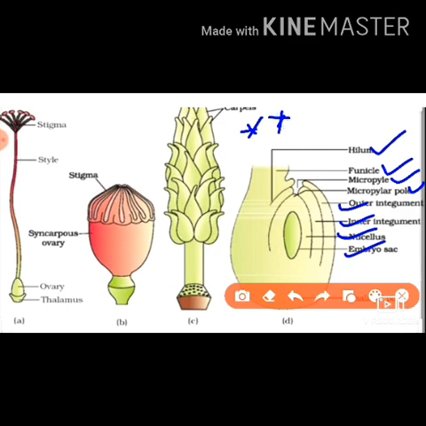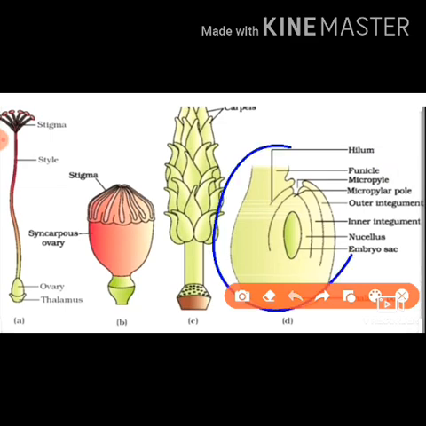Coming to the explanation regarding this diagram. This is the structure of anatropous ovule, and you can find different parts here. If you observe the structure, there is the outermost layer, that we call the outer integument, and next to that there is an inner integument.